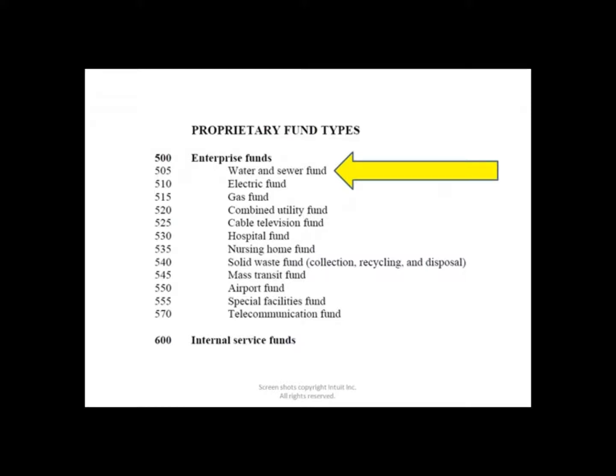Proprietary funds are those group of funds that are used in our cities to account for activities and act like a business. You can see all of the listing of all the different utilities, but water and sewer tends to be the most common. I'll caution you on Fund 540, Solid Waste Fund. Some cities in Georgia put their solid waste fund inside their general fund. Some cities inside Georgia have a separate enterprise fund for solid waste and garbage.